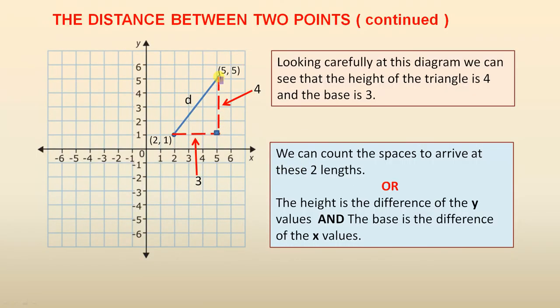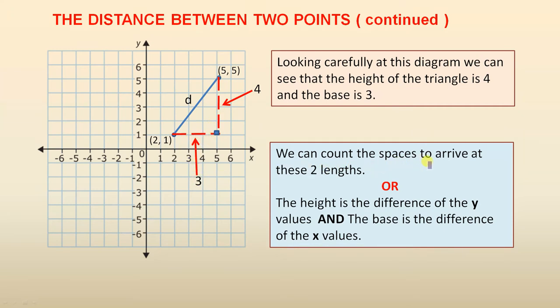So here is the blue line. Here are the construction lines. There's the right angle. Looking carefully at this diagram, we can see that the height of the triangle is 4 and the base is 3. So 1, 2, 3, 4, that's 4 units. 1, 2, 3, and the base is 3.